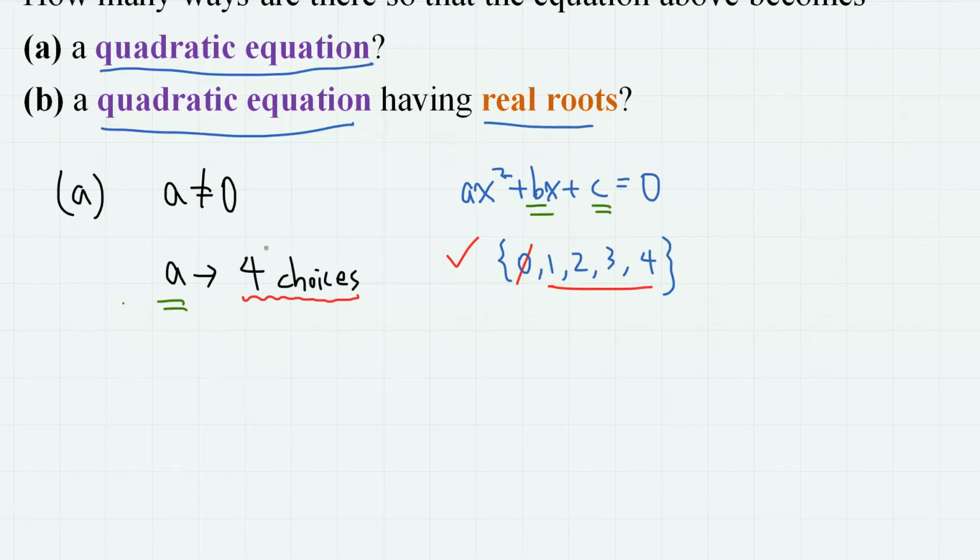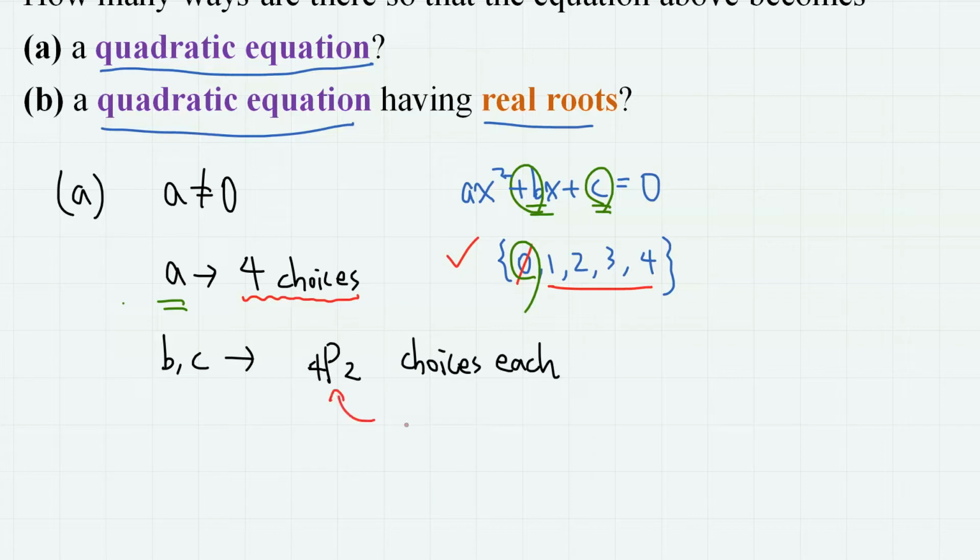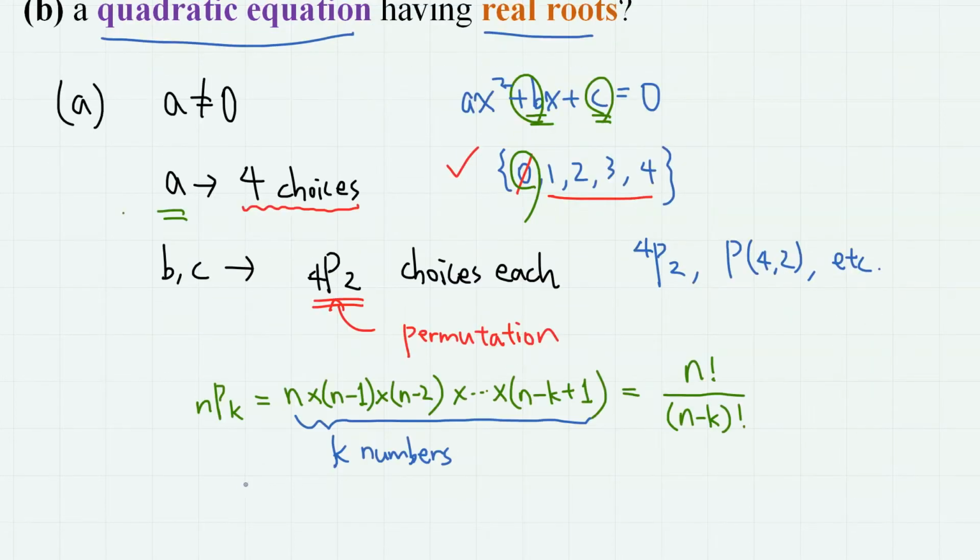Once a is selected, b and c can be determined by picking two numbers orderly from the remaining 4 numbers, and of course they can have values of 0. Therefore, there are 4 permute 2 ways of doing that. Here this P means permutation. I am going to use this notation for permutation, but it is also denoted as these notations. And in case you don't know, the number of permutations can be calculated using this formula.